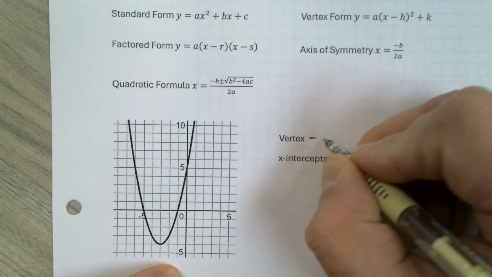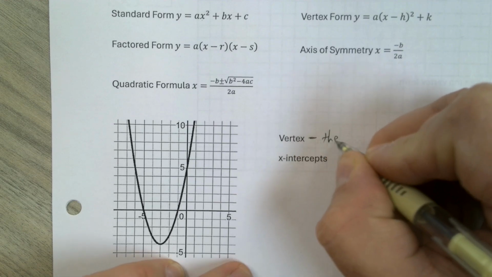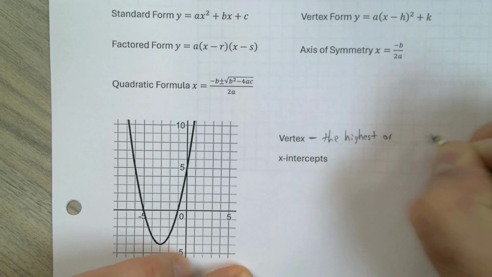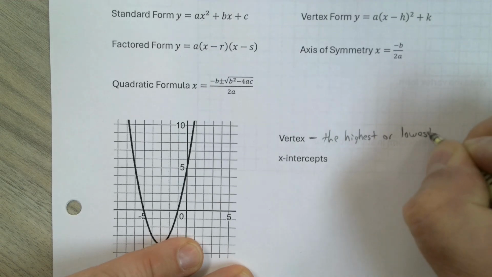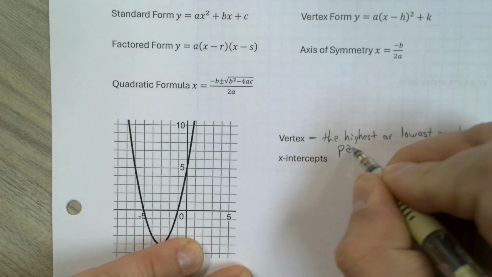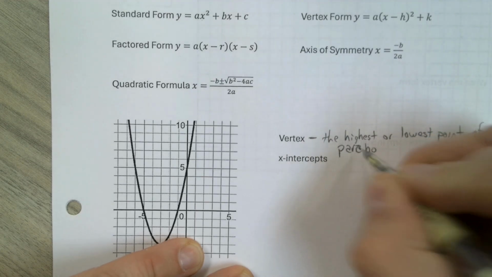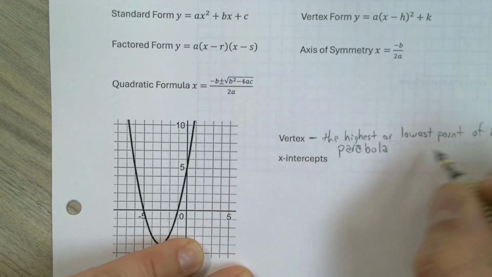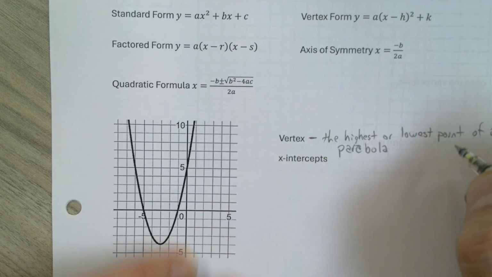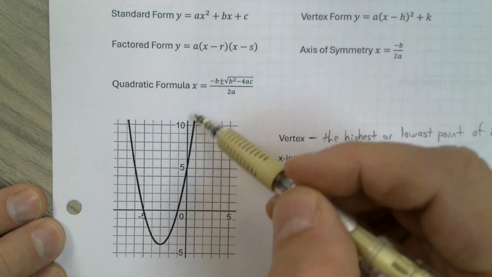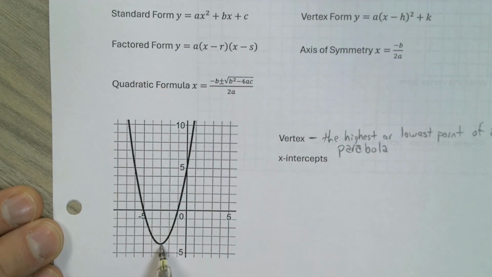So vertex, it's the highest or lowest point of a parabola. I should have left a little bit more room. I'm going to have to space this down in my next version of notes. The highest or lowest point of a parabola. And it depends if it opens up or if it opens down. This one opens upward, right? So this has a lowest point.